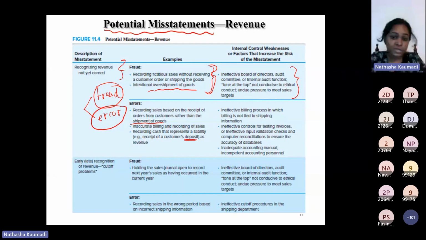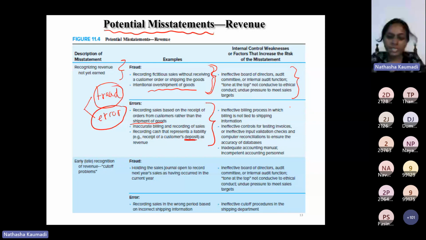And if those are errors, let's say the errors are there, not intentional, but mistakenly they have done these things. As a result of that, revenue has been increased, but not yet earned. Ineffective billing process in which billing is not tied to shipping information. This can happen because the invoice and the shipping documents have not been matched. Now, if they have matched all these documents, if they have done three-way matching, then they are not recording an incorrect value. So that is a weakness, an internal control weakness.